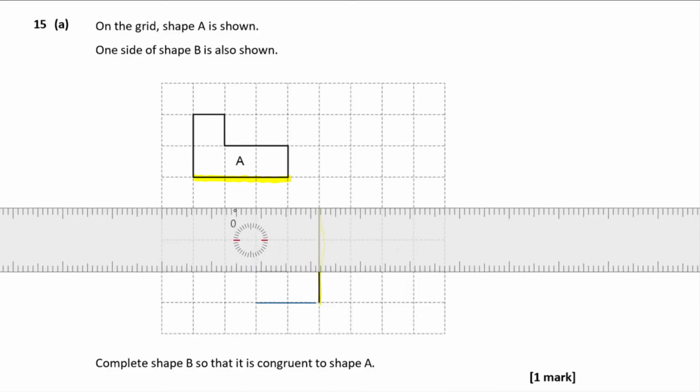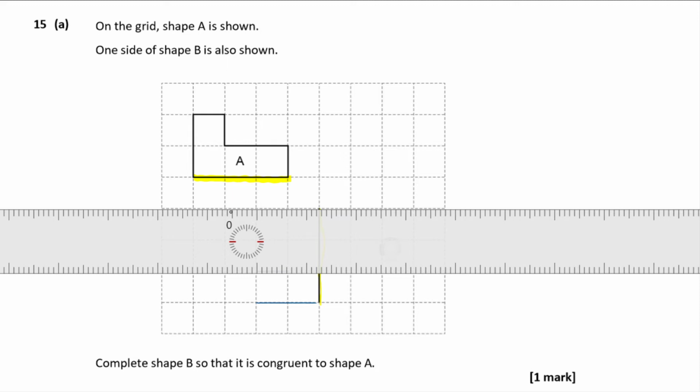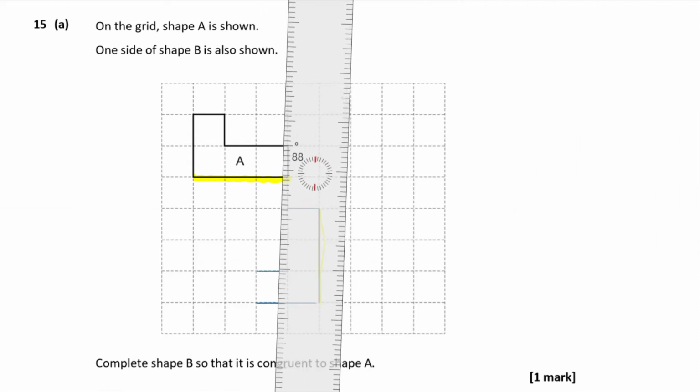Just going to draw the horizontal lines first because my ruler is a little bit fiddly to turn. Okay, and then I'm going to spin it around and draw the other ones.